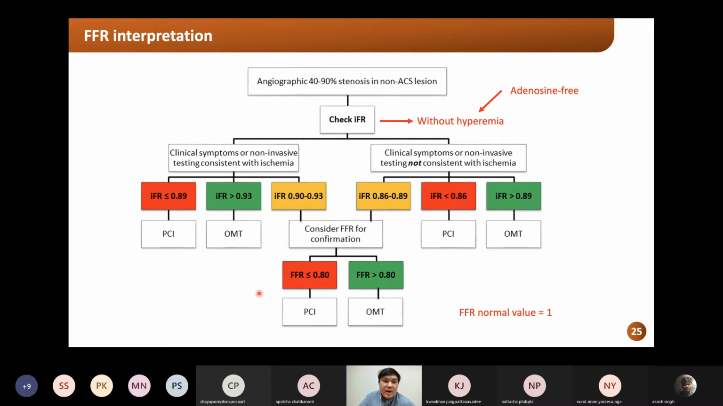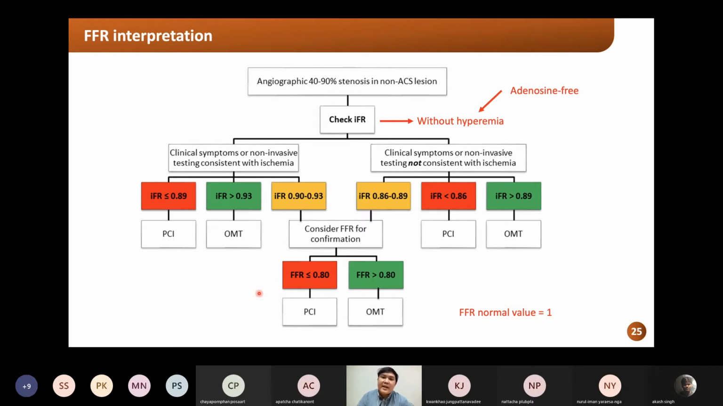But in case the FFR value is less than or equal to 0.80, those lesions might get benefit from revascularization. So the doctor might consider doing a PCI on that patient. And in case the FFR value is greater than 0.80, revascularization might not benefit that lesion, and the patient may get drug therapy or change their lifestyle, something like that.